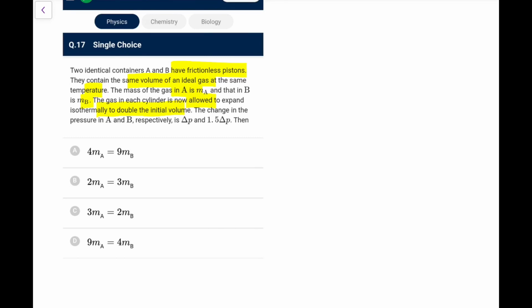Because volume is doubled, pressure will be halved. So let's say the initial pressure is PA, so PA by 2 will become delta P, while the PB by 2 will become 3 by 2 delta P. So from here I can directly say PA upon PB is basically 1 upon 1.5. Okay, 2 by 3 or 1 upon 1.5.